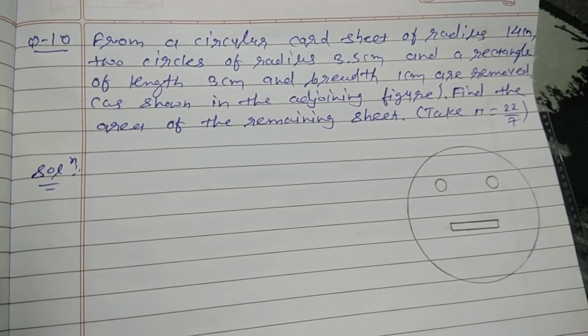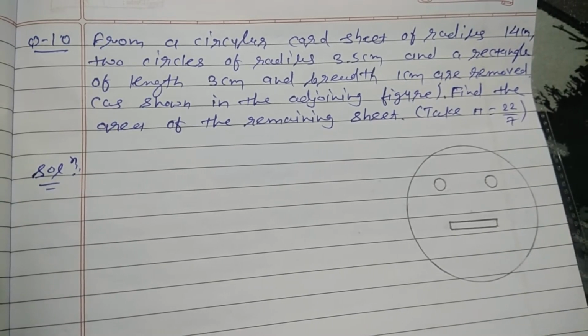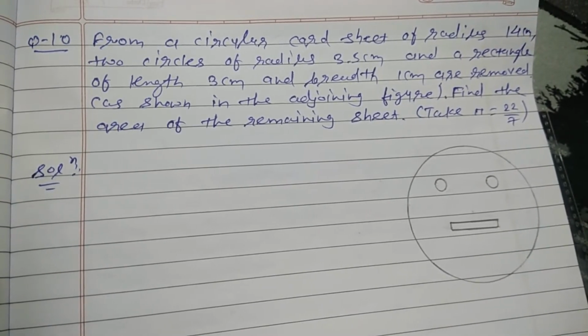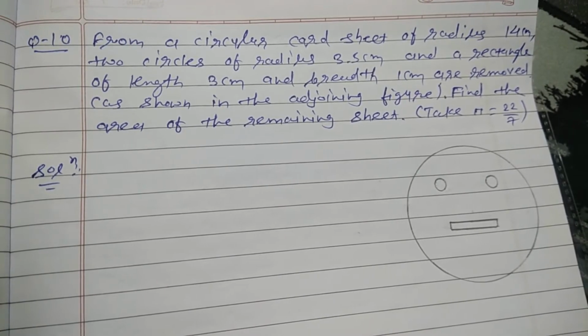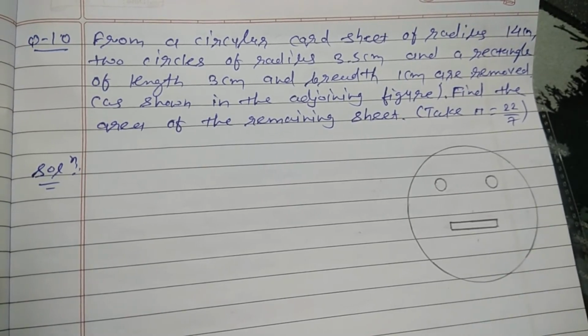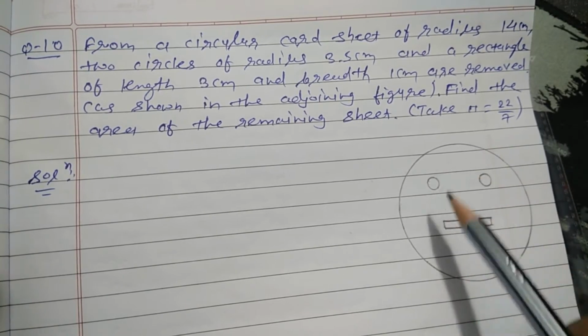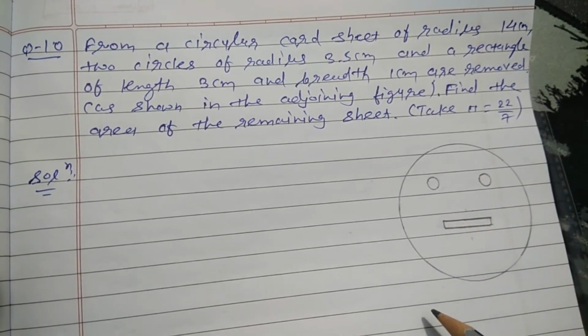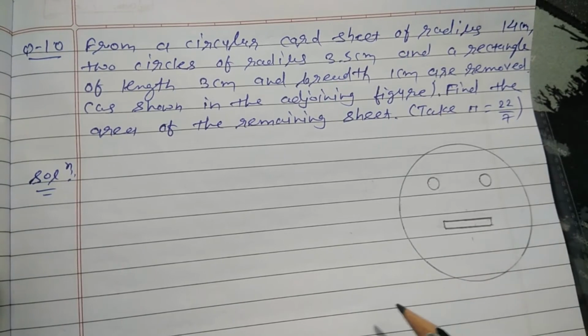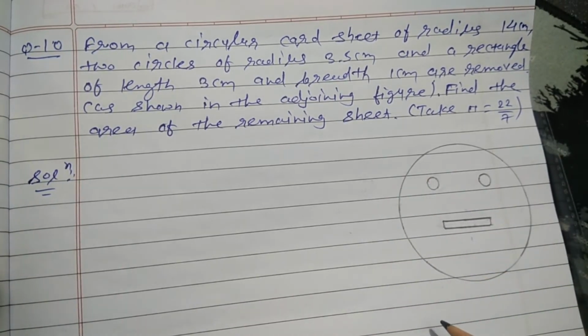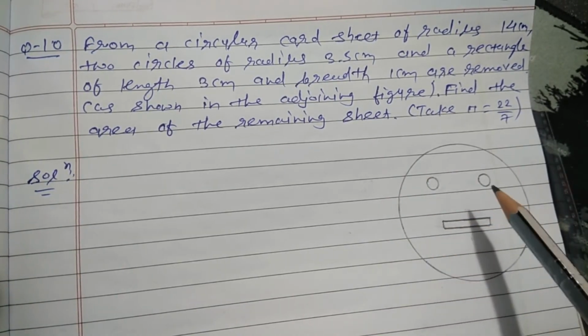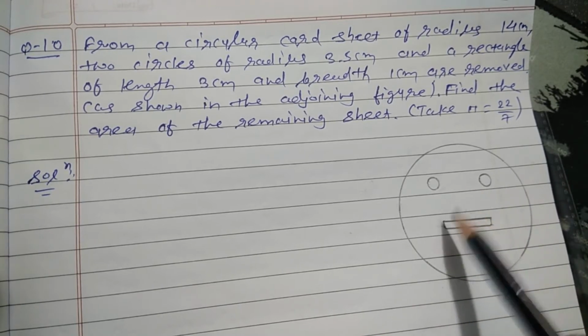Next question number 10. From a circular card sheet of radius 14 centimeter, two circles of radius 3.5 centimeter and a rectangle of length 3 centimeter and breadth 1 centimeter are removed, as shown in the figure. Figure is given. Find the area of the remaining sheet. Now here the circular card sheet is there, having a radius 14 centimeter. From the circular card sheet, two circles and one rectangle are removed, and we have to find the area of the remaining sheet. So first of all, we will understand the question.